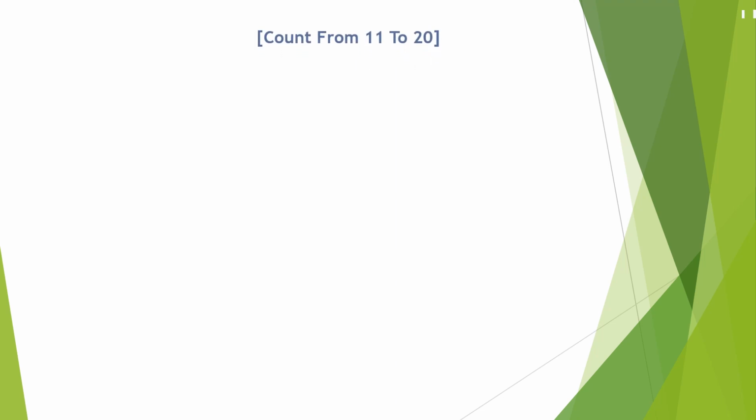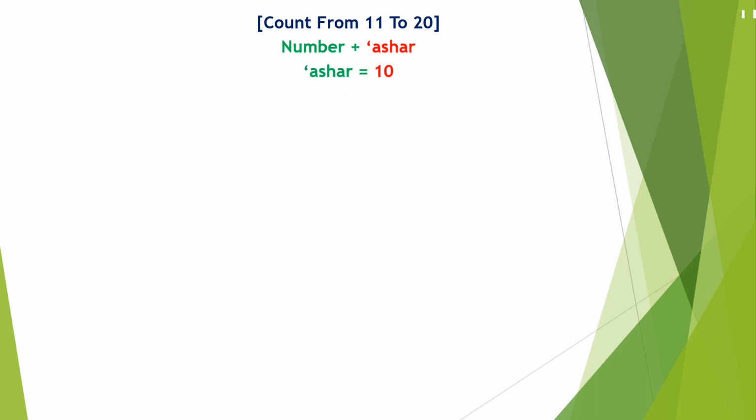Let us now count from 11 to 20. It's very easy. If you know how to count from 1 to 10, all you do is you add the first number followed by عشر.